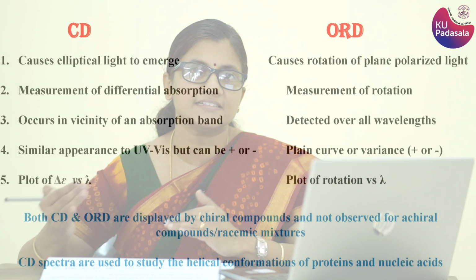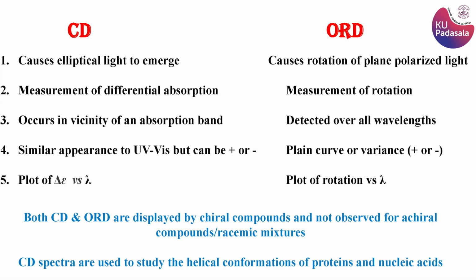So, now let us try to compare ORD with CD. So, when you compare ORD with CD, CD I told you is a differential absorption, whereas ORD is measuring the change in rotation. So, the plot for CD is delta epsilon versus wavelength, whereas the plot for ORD is rotation versus the wavelength. Now, CD is causing elliptical light to emerge. I told you the light emerging out will be elliptical, whereas ORD is causing the rotation of the plane polarized light.